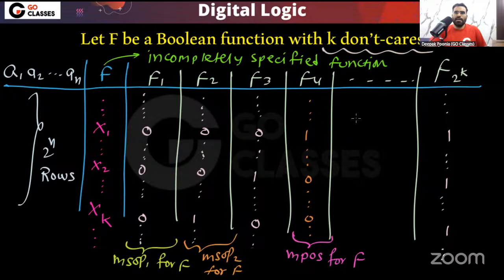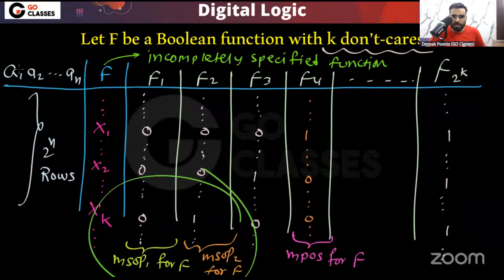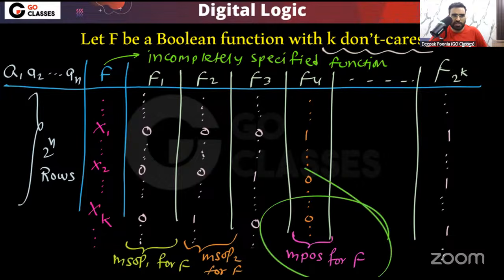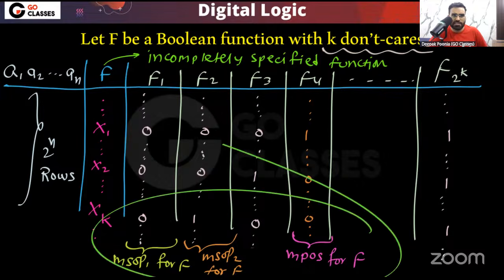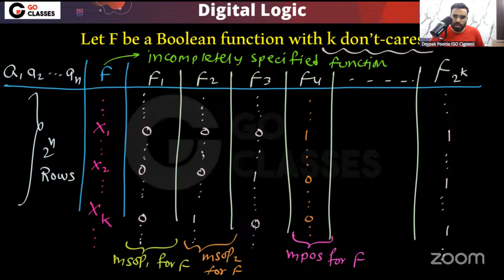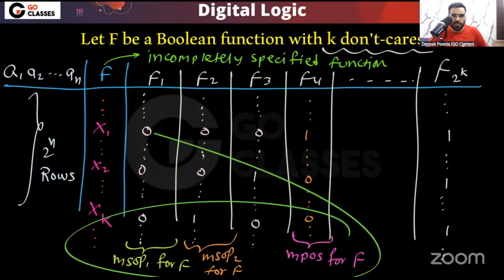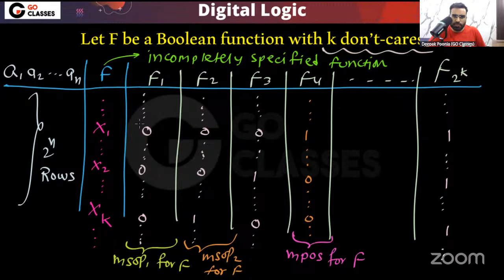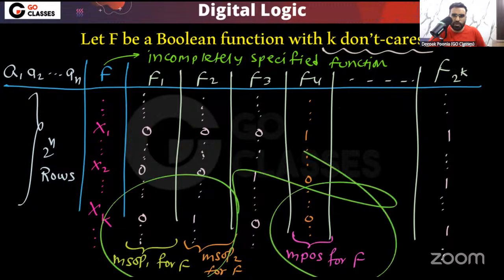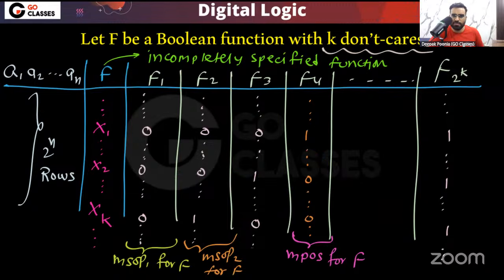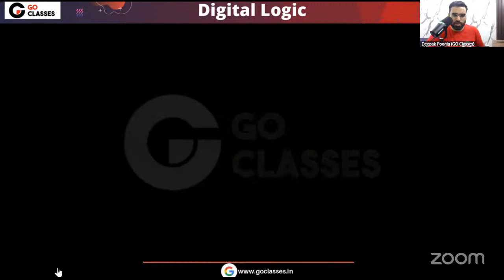That is the reason I have covered everything in this photo. You can see here I have also covered the point that the number of minimal SOPs and the number of minimal POSs have no relationship with each other, and may or may not be equal. I have also covered the point that for a function with don't cares, the minimal SOP and minimal POS may not be logically equivalent. Let me just give you a quick example.